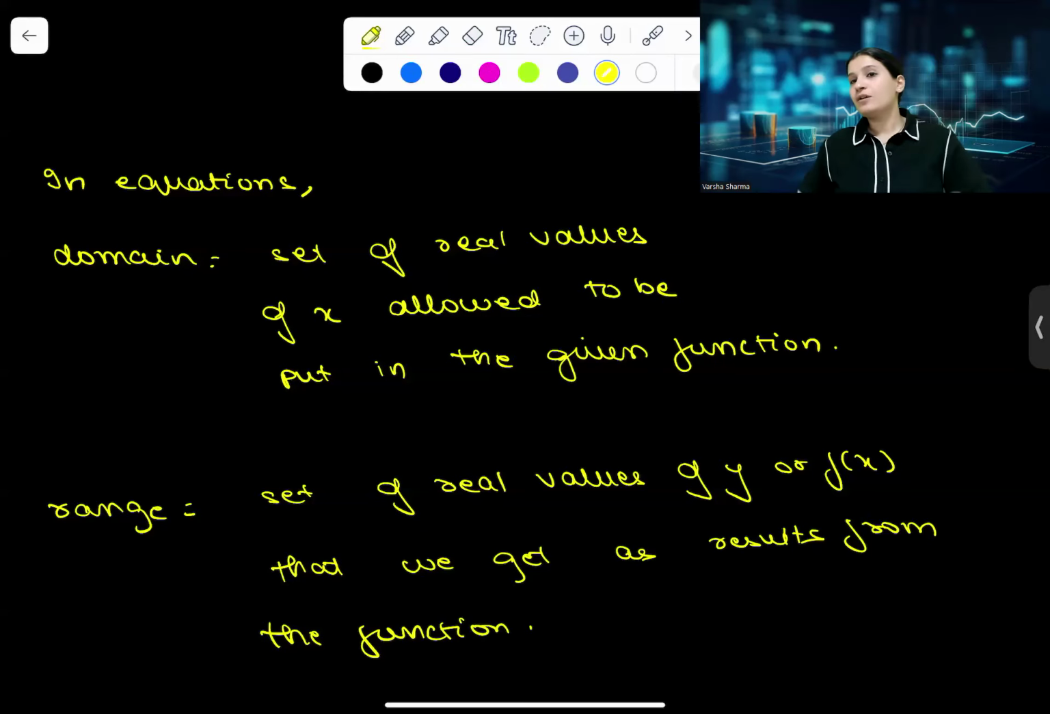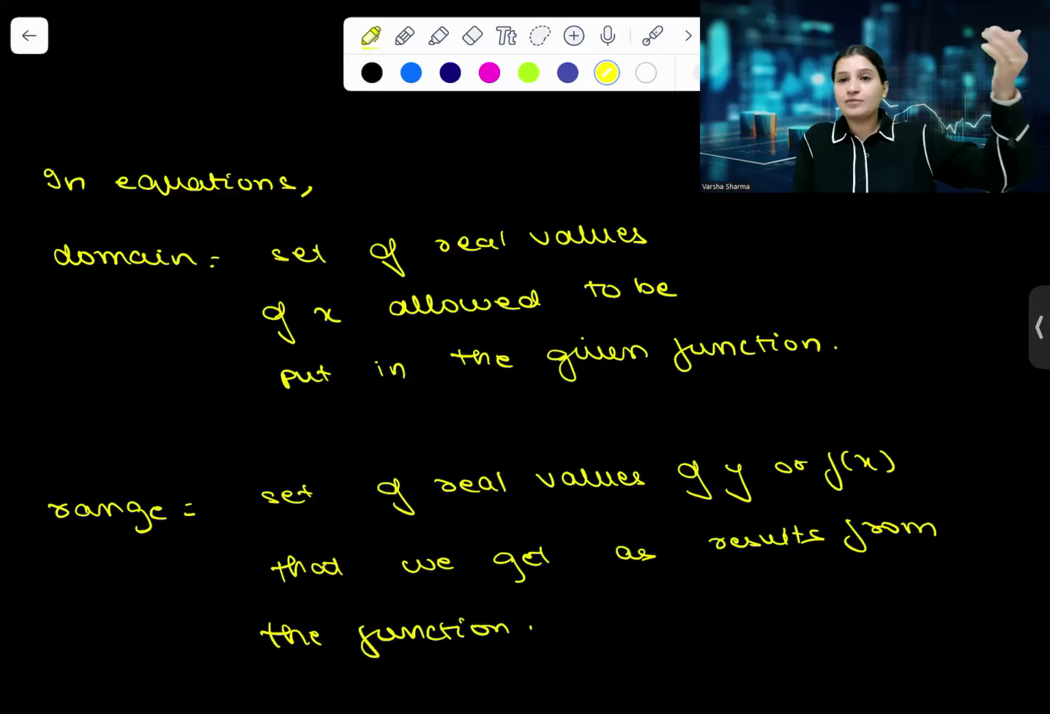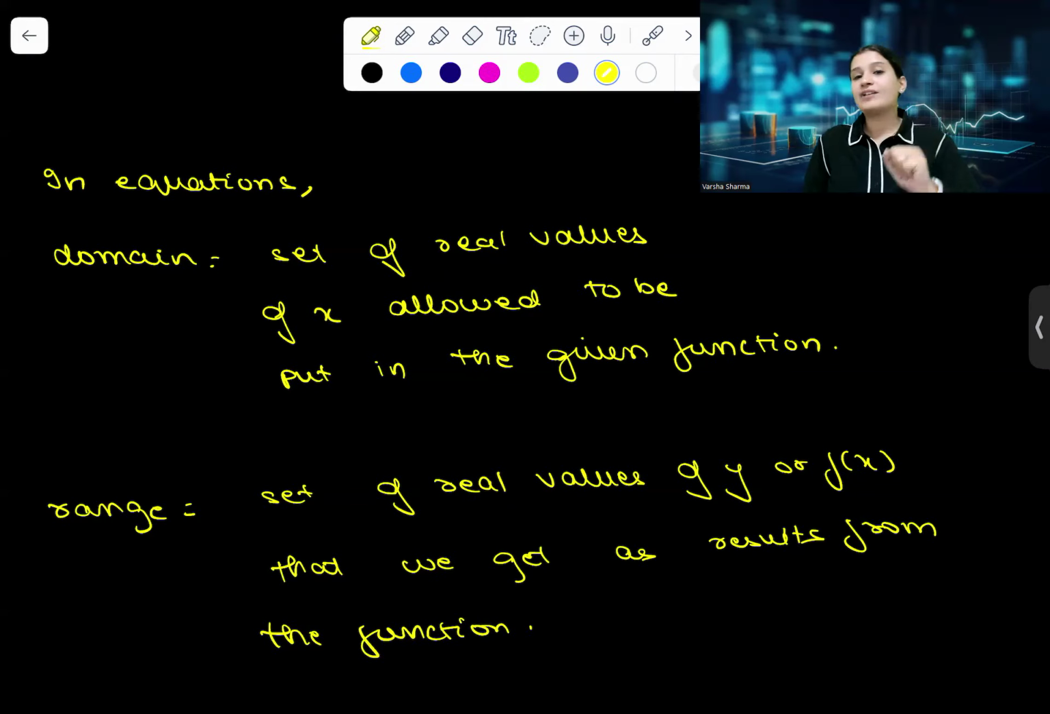So same pattern. When you do that for x, it becomes the domain. When you go through the same procedure for y, it will be known as the range. If I say x is 0, 1, 2, then 0, 1, 2 will come under domain. If I say y is 0, 1, 2, then 0, 1, 2 will come under range. So values of x come under domain, values of y come under range.